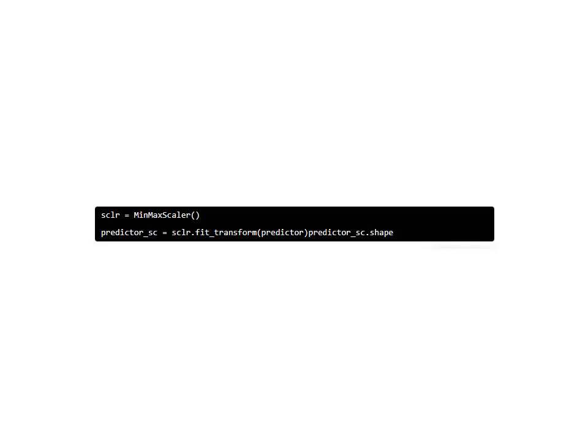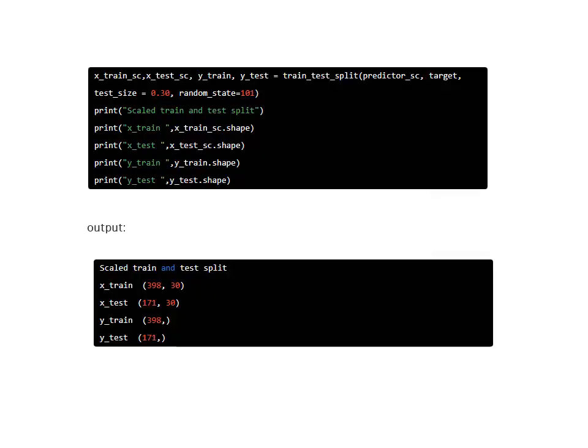Feature scaling is a method used to standardize the range of independent variables or features of data. Min-max scaling, or min-max normalization, shrinks the range of features such that the range is between 0 and 1, or -1 to 1 if there are negative values. Then we split the scaled data into train and test.